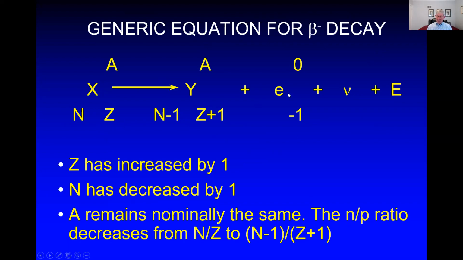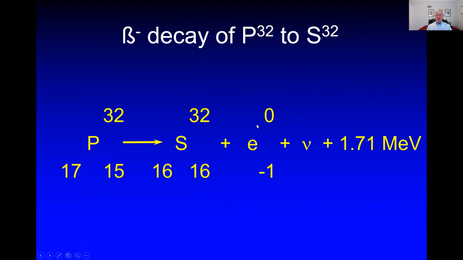Here is our electron. Here is our neutrino. Here is our energy, which these two are sharing. And so you can see that for all beta minus decays, Z goes to Z plus 1. Therefore, all arrows go to the right for beta minus decay.